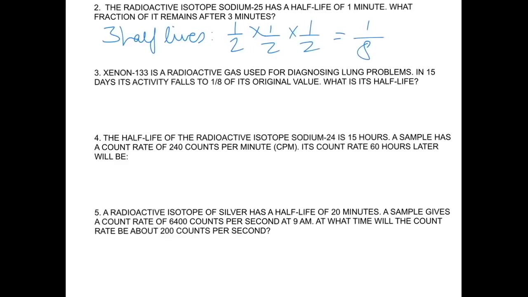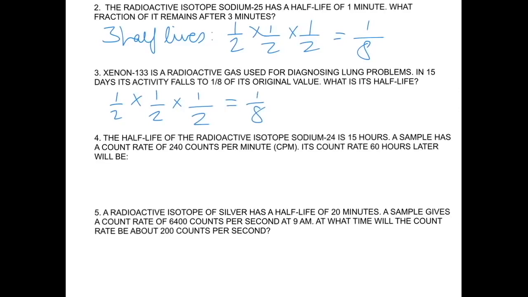Question 3. Xenon-133 is a radioactive gas used for diagnosing lung problems. In 15 days, its activity falls to 1/8 of its original value. What is its half-life? So we need to work out how many half-lives occurred to get to 1/8. You might have to do trial and error, but you need to just do as many half-lives as you need to in order to get to 1/8, and the answer is actually going to be 3 of them. So 3 half-lives occurred in 15 days.